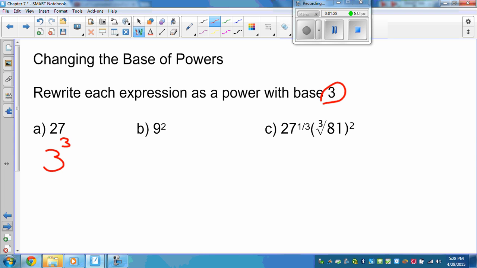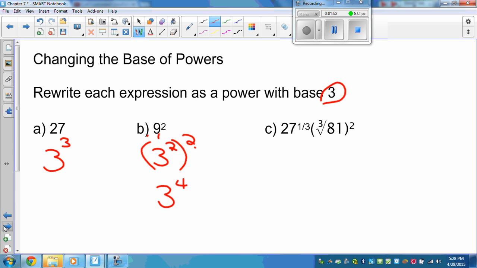Another example, 9 squared. How can you write that as a base 3? Well, 9 is 3 squared, and we're squaring that because it's 9 squared. 3 squared, squared is 3 to the 4th. We multiply those exponents.